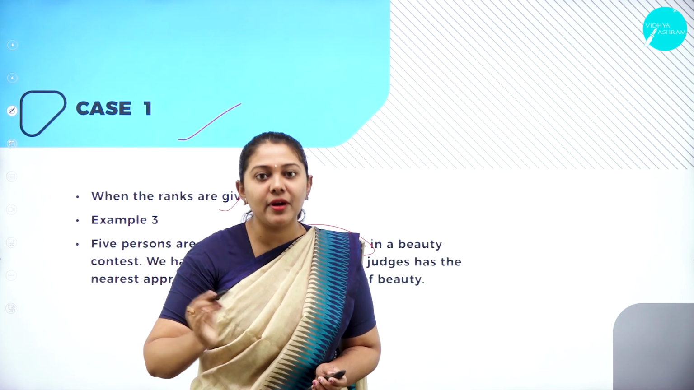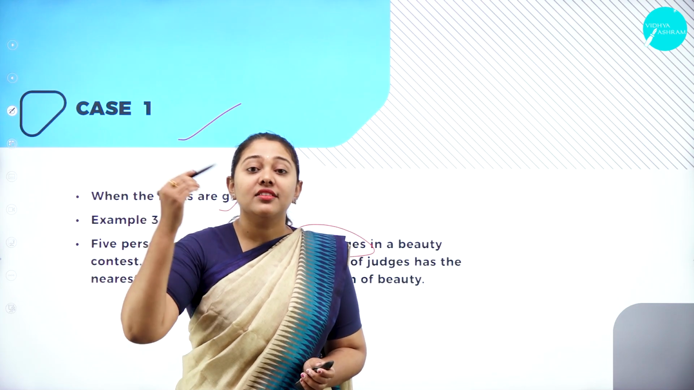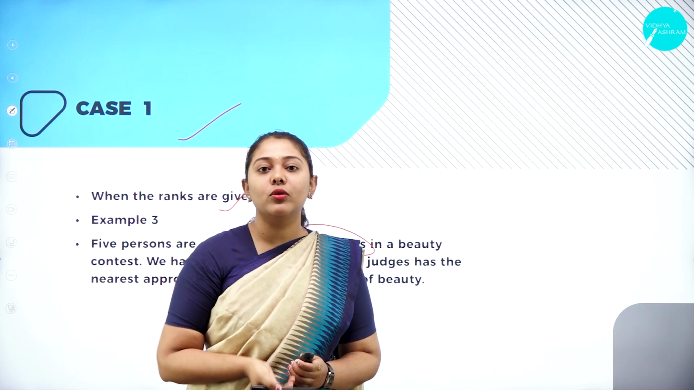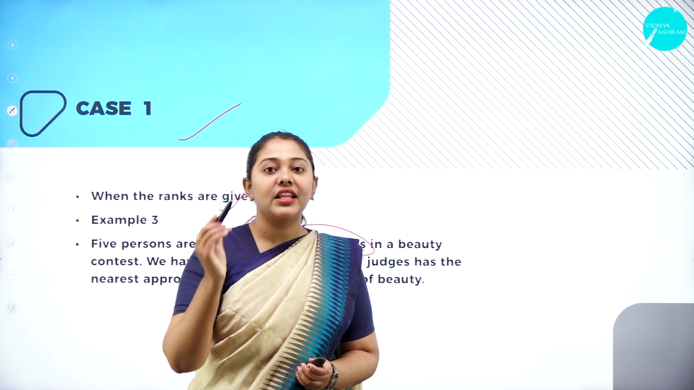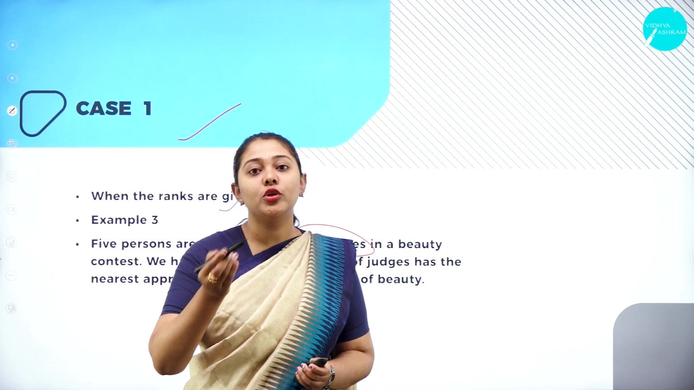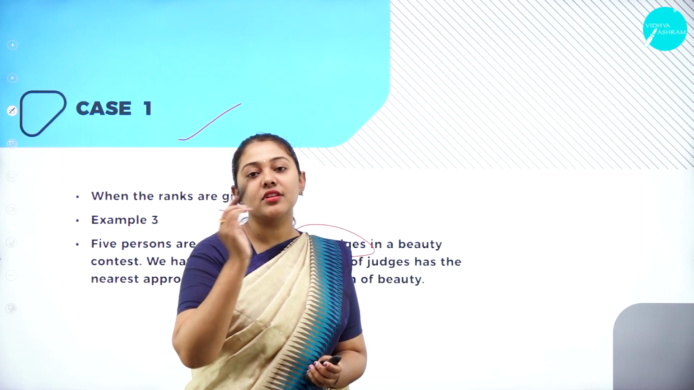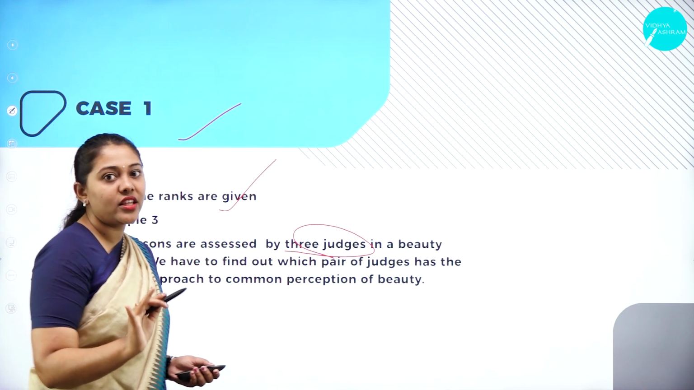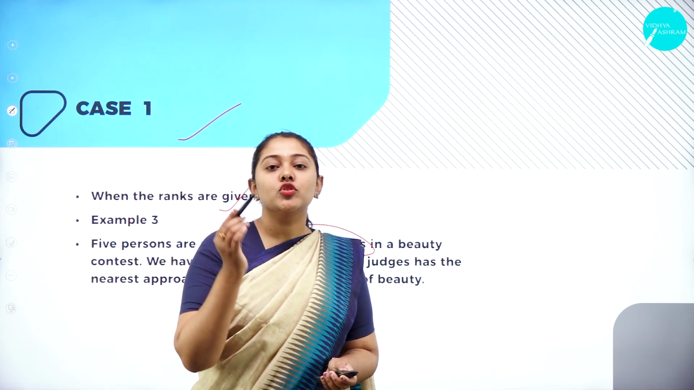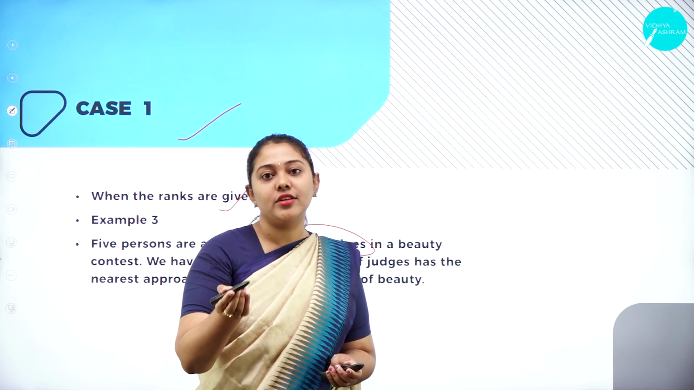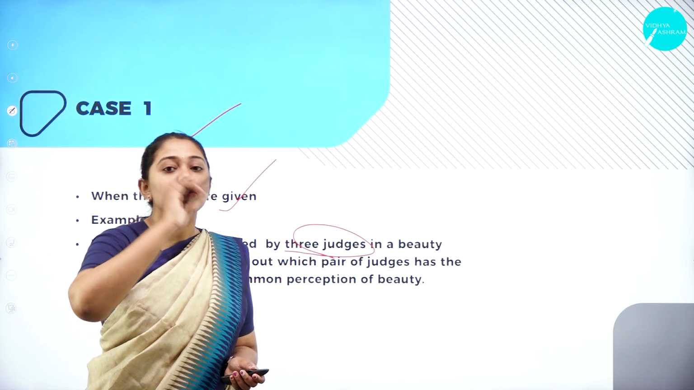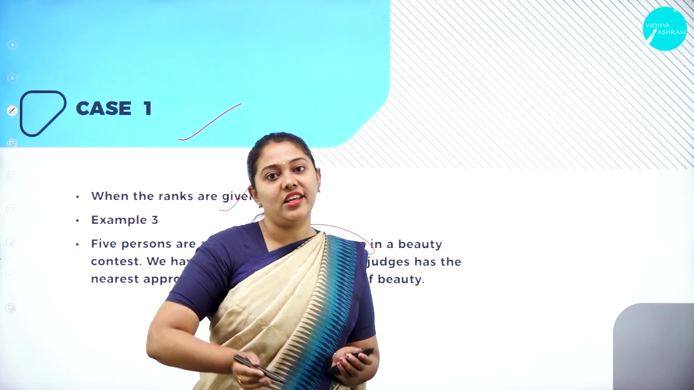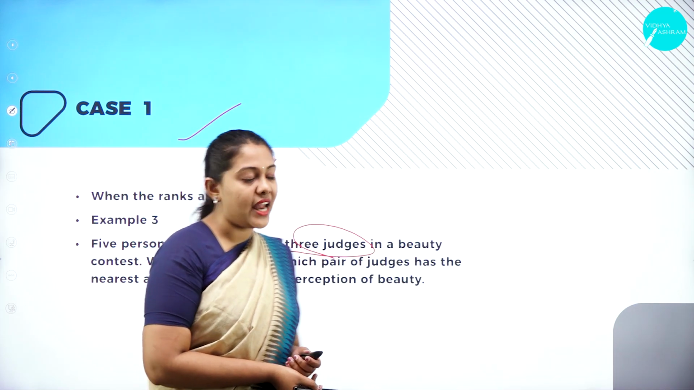Since there are 3 judges, we need to calculate 3 different pairs and then find out what relationship we have. What perception do the similar judges have? That is A and B. So this is a very important question. 3 judges are there, 5 contestants are there. We have to calculate which judge, A or B or C, has the nearest beauty perception towards each other. So we have to compute that.